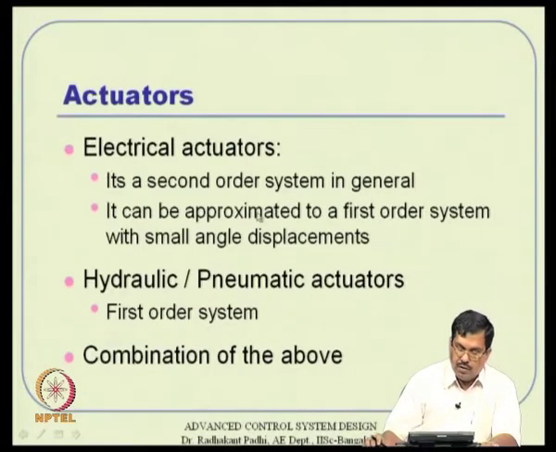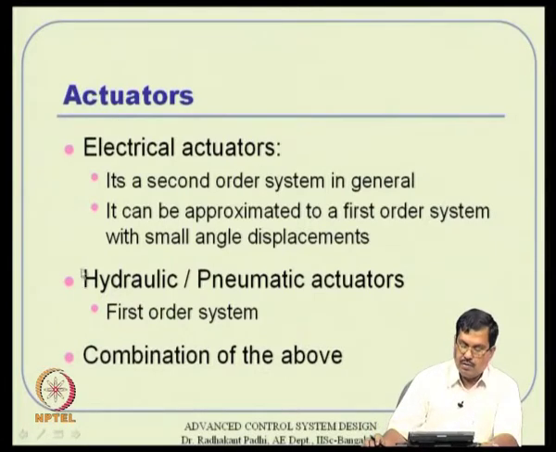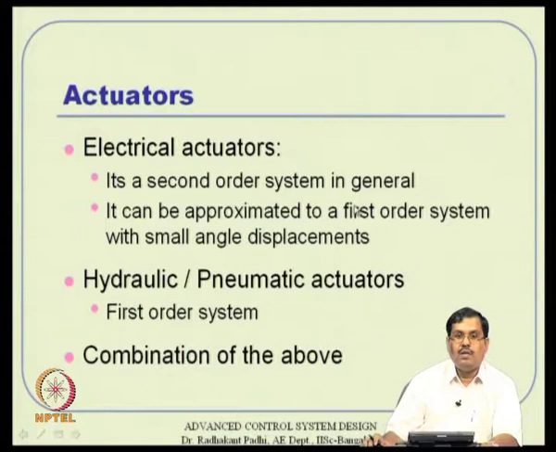Now, how about actuators? That is ultimately what will excite the control systems, and these actuators consist of a variety of things. One is electrical actuators, the other one is hydraulic actuators. Sometimes pneumatics are also used, and typically these are first order systems, whereas electrical actuators are typically second order systems in general. But they can also be approximated as a first order system with small angle displacements.